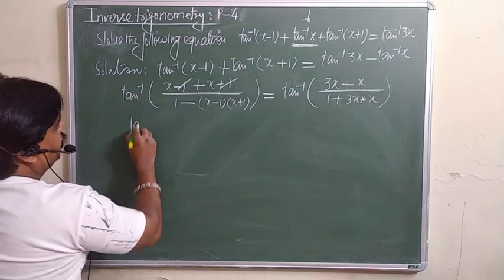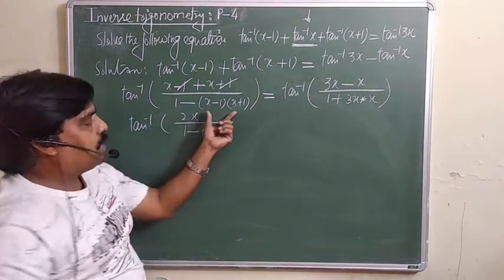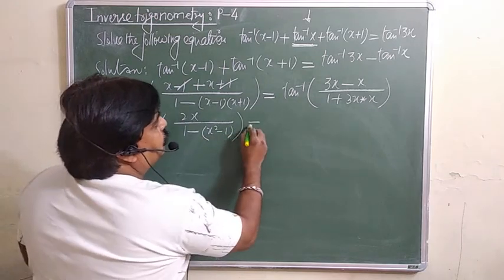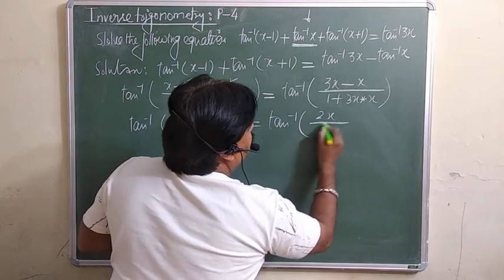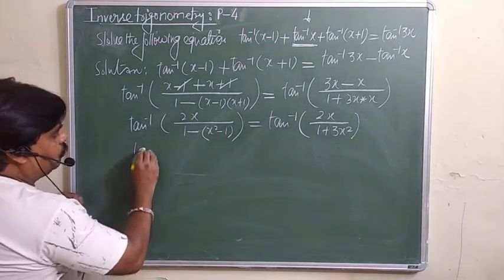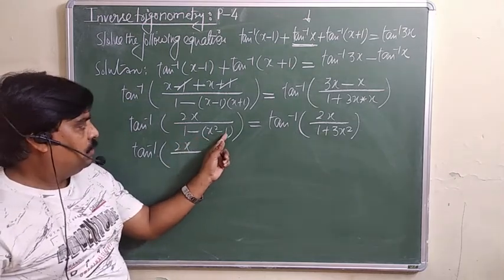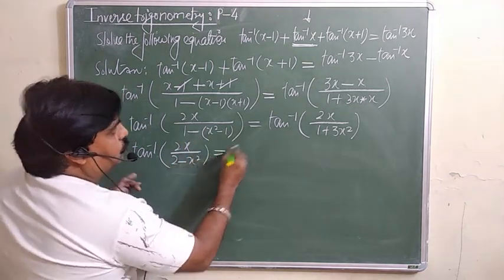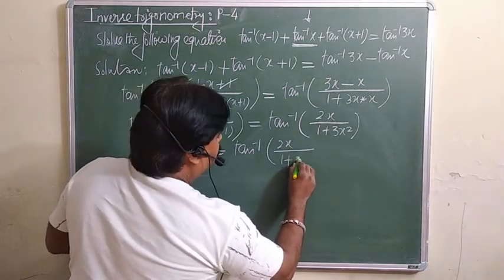The 1 cancels, so here you are getting tan inverse of 2x over 1 minus, here you can apply (a minus b)(a plus b), so you will get x square minus 1. On the right side, this is tan inverse of (3x minus x, which is 2x) over 1 plus 3x square. You can solve this one: tan inverse of 2x over 1 minus x square plus 1, so plus 1 and 1 gives 2 minus x square, is equal to tan inverse of 2x over 1 plus 3x square.